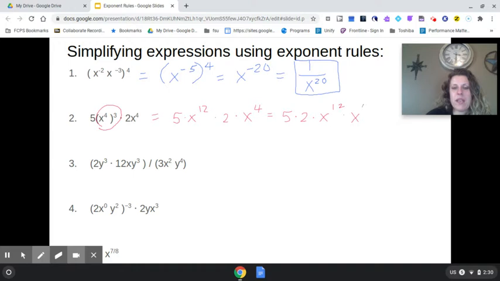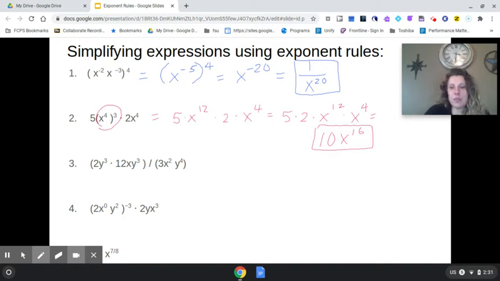When we're multiplying same base exponents, we add the exponents together, so that x to the 12th times x to the 4th is going to give me x to the 16th power. And we see the 5 times 2 is 10. So that's my simplified form of that algebraic expression.